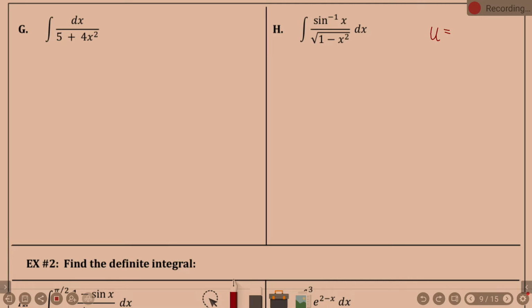Wait, is it sine? Yeah. Because if I make u sine inverse or arc sine, I saw some of you flipping back, what is the derivative of sine inverse? Times dx. And I'm trying to think, do we have a spot that we have the derivative there?